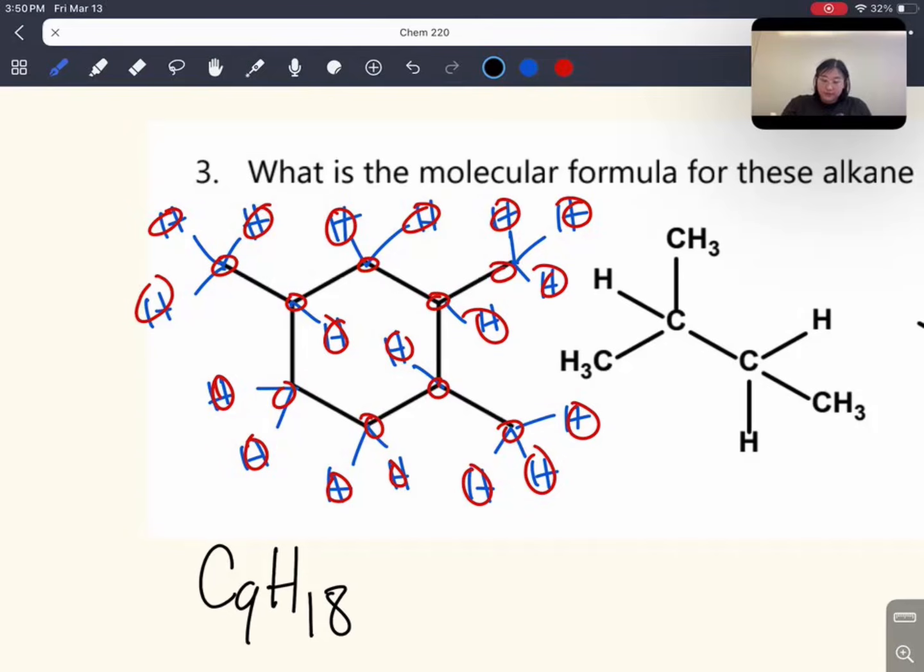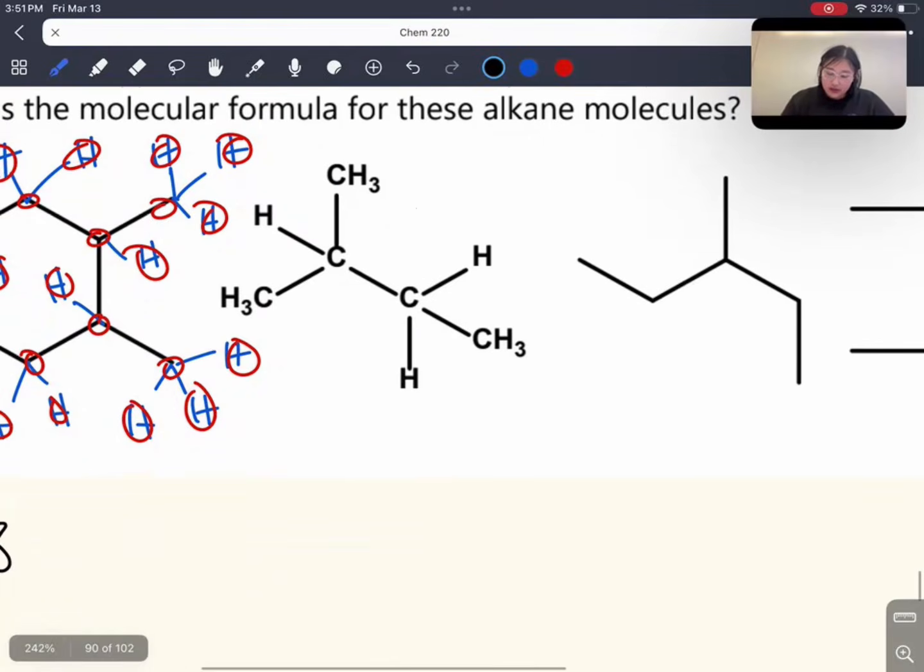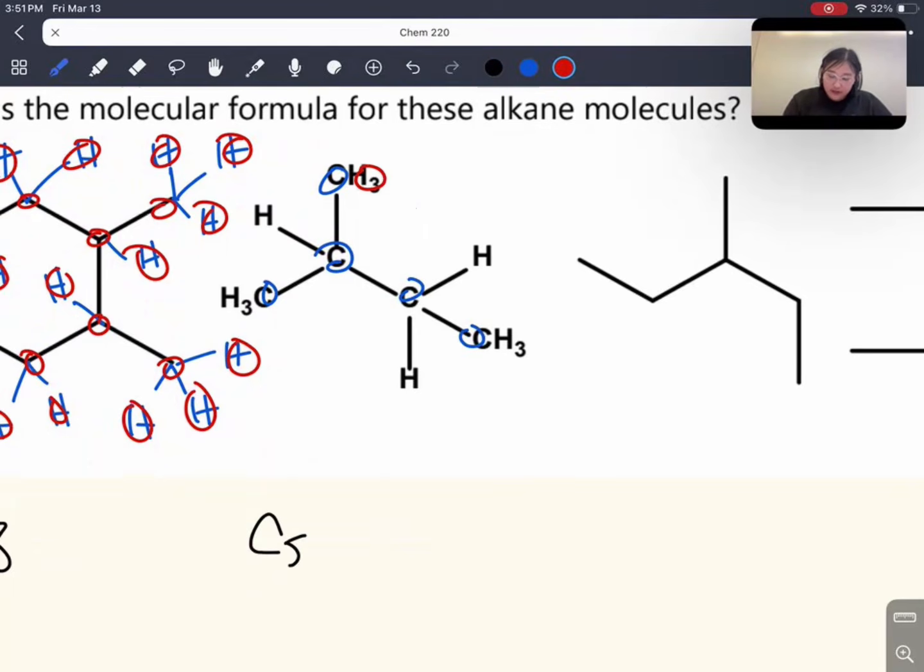Okay, moving on to the next one. They already drew out all the hydrogens for you, which is great. So all you need to do is count them. The number of carbons is 1, 2, 3, 4, 5. So I have 5 carbons. And then if I count the number of hydrogens, I have 1, 2, 3, 4, 5, 6, 7, 8, 9, 10, 11, 12. So then it would be C5H12.